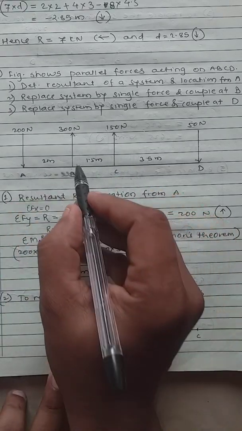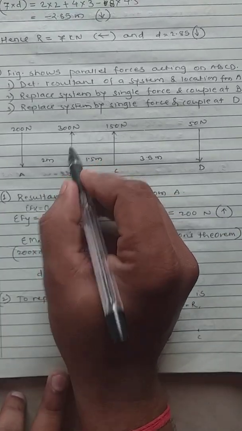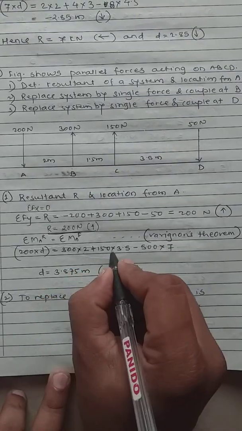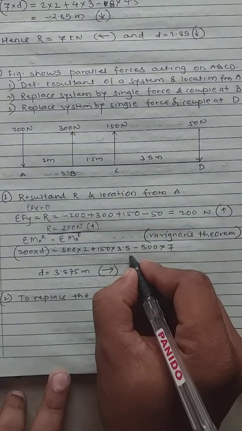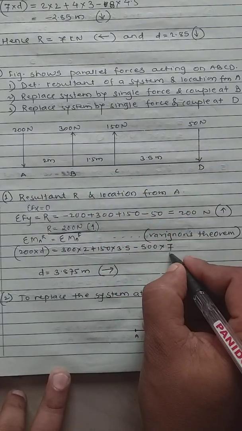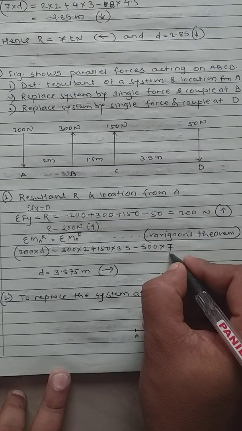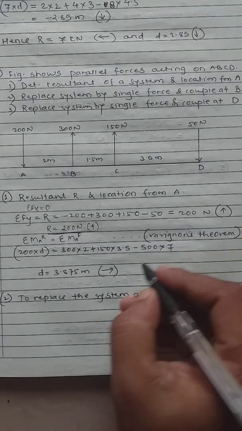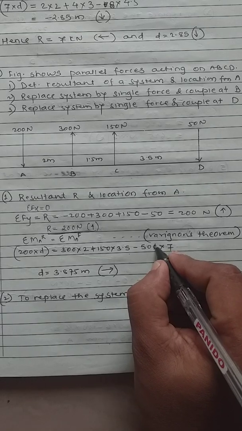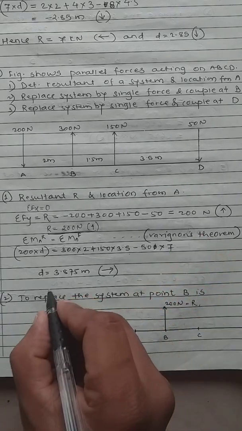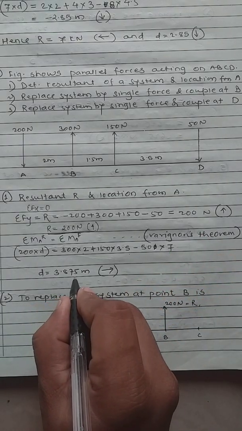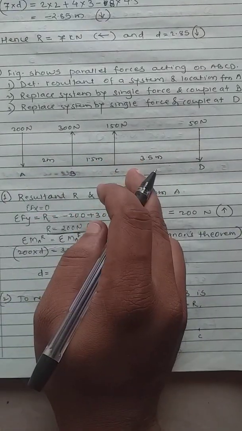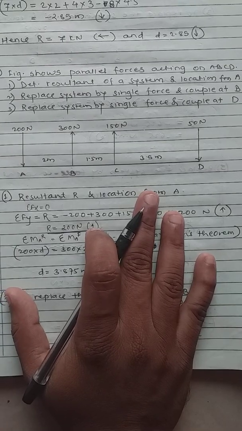Next, it equals: at point A the 200 Newton force is acting with perpendicular distance 0, so this will be 0. Then 300 Newton into 2, that is anti-clockwise, 300 into 2 plus 150 into 3.5 minus 50 into 7. So D comes out as 3.87. As it is positive, our assumed direction is right. The resultant is towards the right side of A.